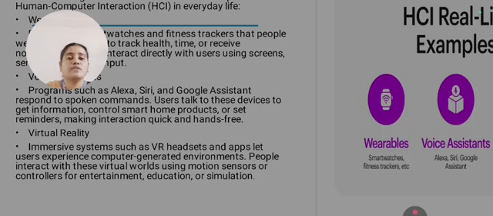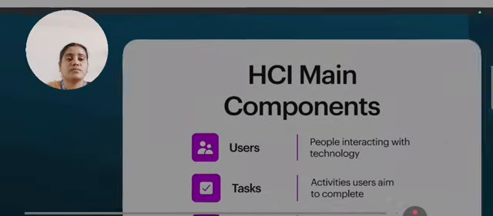Last one is virtual reality. These are immersive systems such as VR headsets and apps that let users experience computer-generated environments. People interact with these virtual worlds using motion sensors or controllers for entertainment, education or simulation.